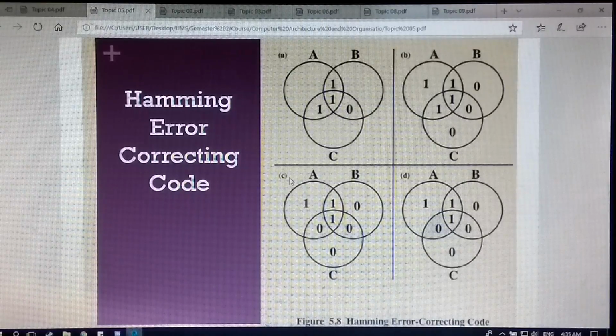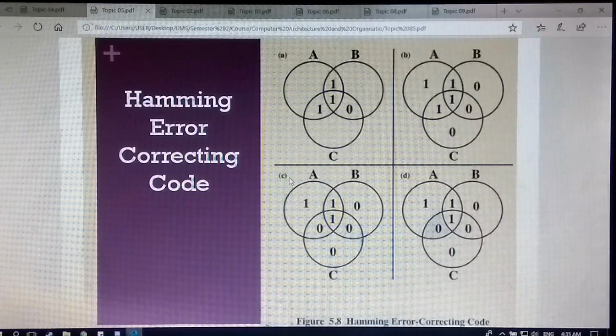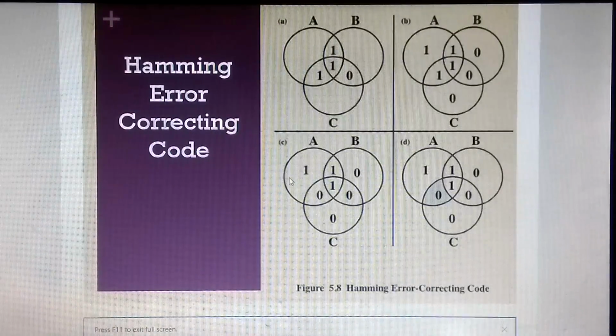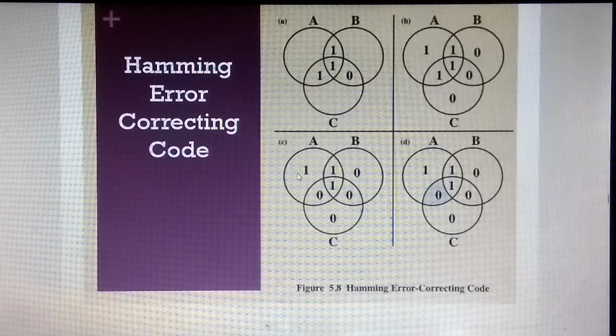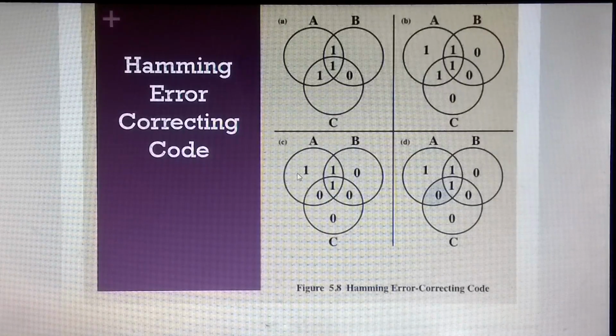The Hamming error correction code is the most common way we use to check for errors. I will explain how to do the Hamming error correcting code at the end of the video, so we'll just move on.